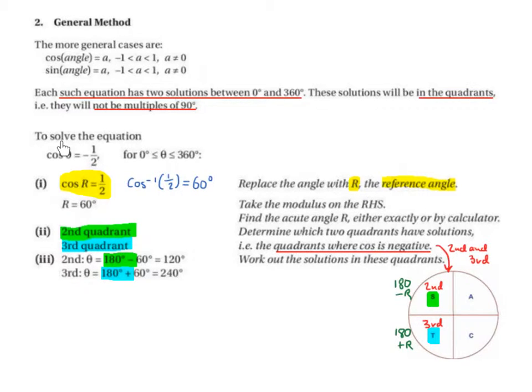So solving the equation for theta greater or equal to 0 degrees and less than or equal to 360 degrees, we get 120 degrees and 240 degrees. So this is when cos of theta is equal to minus a half.